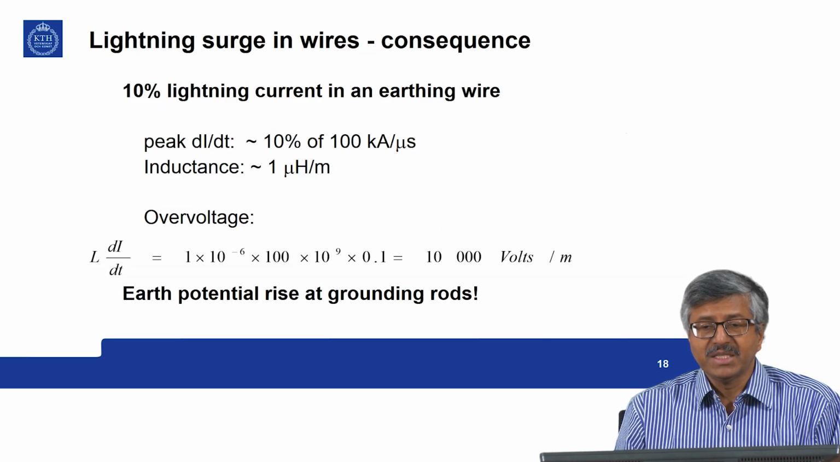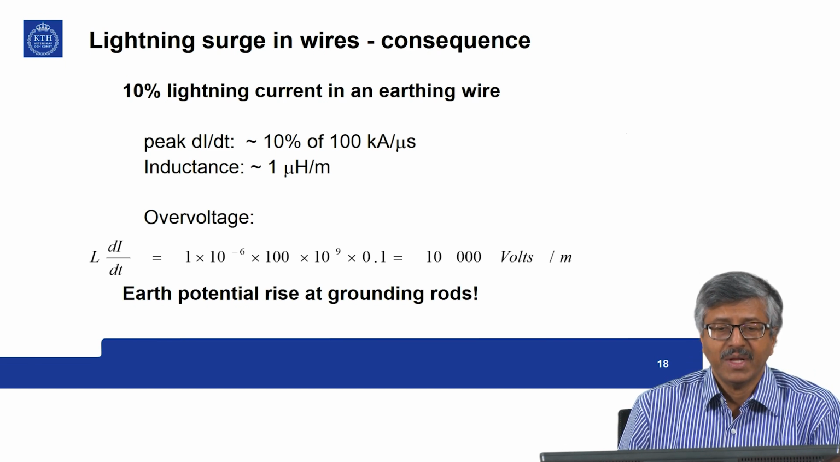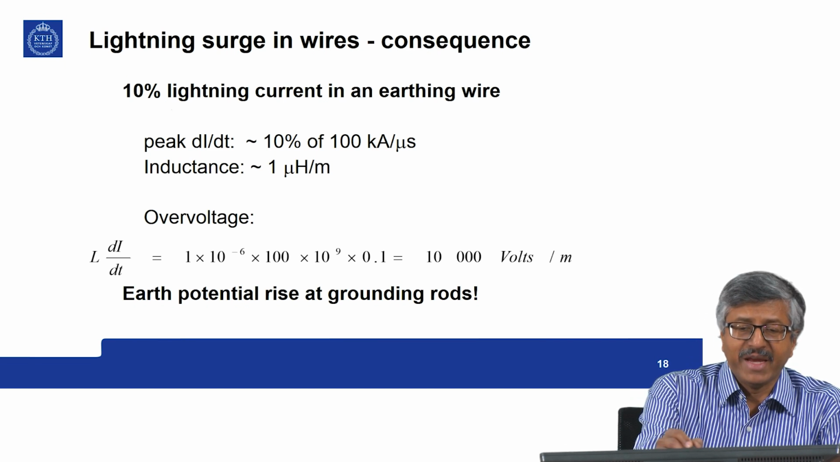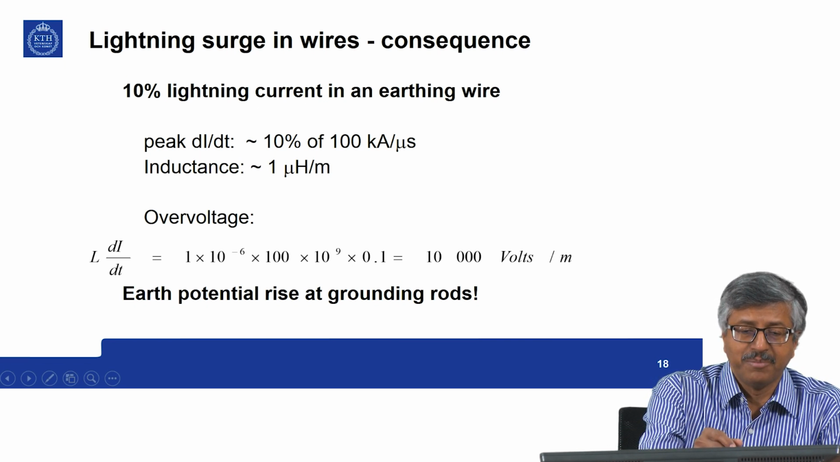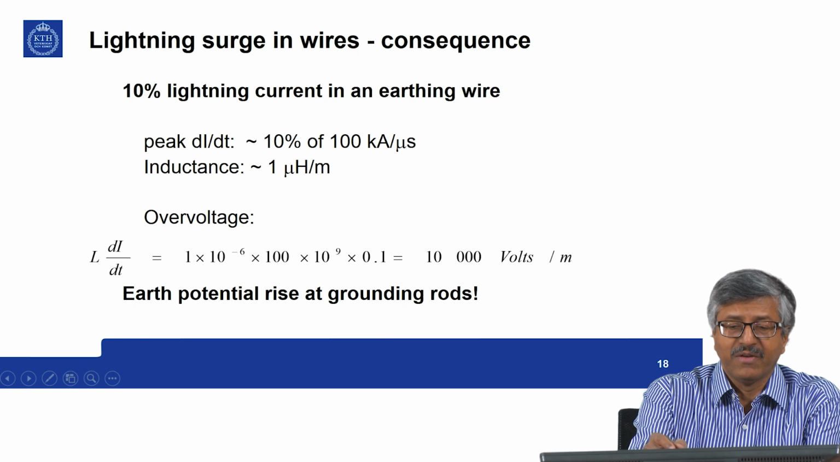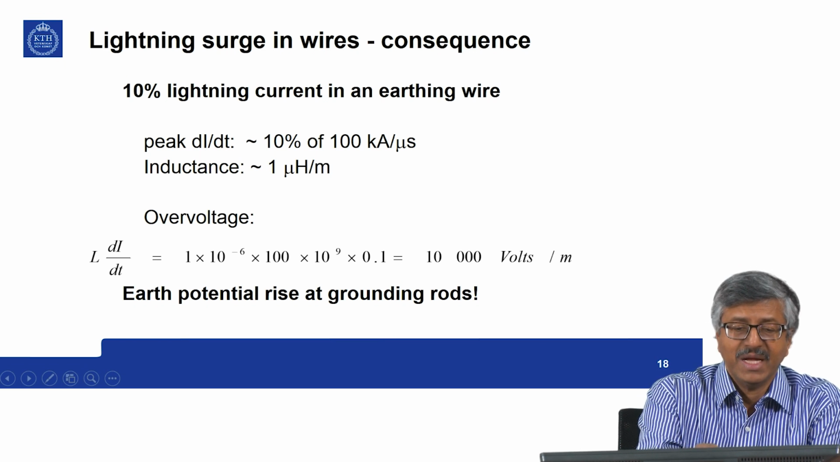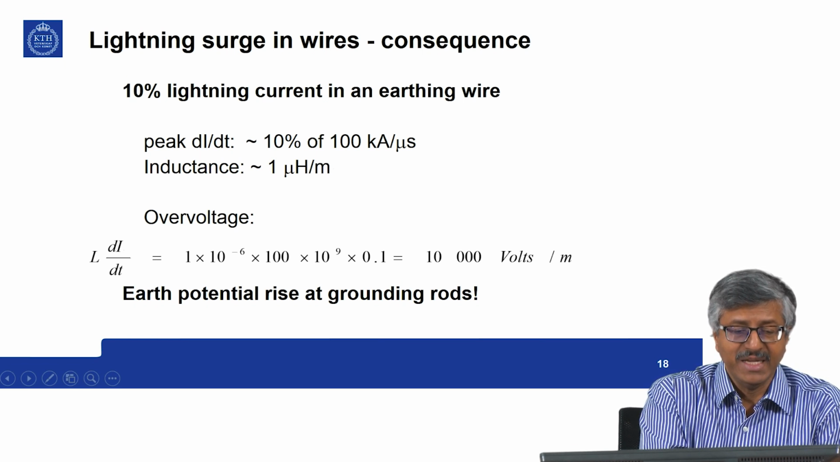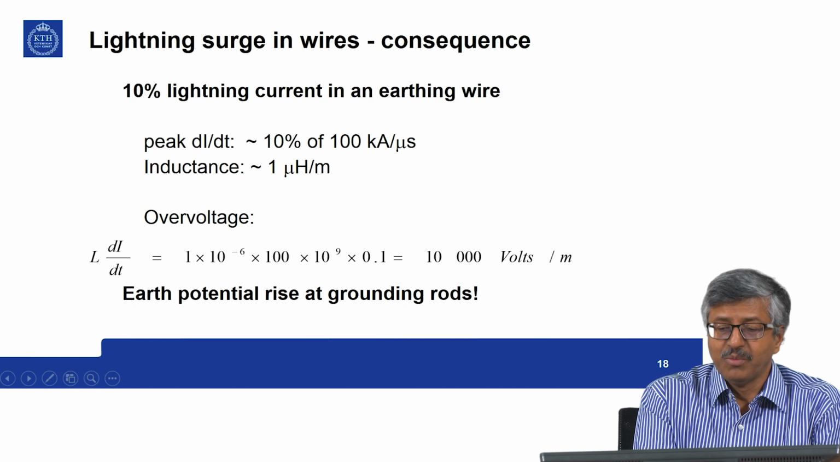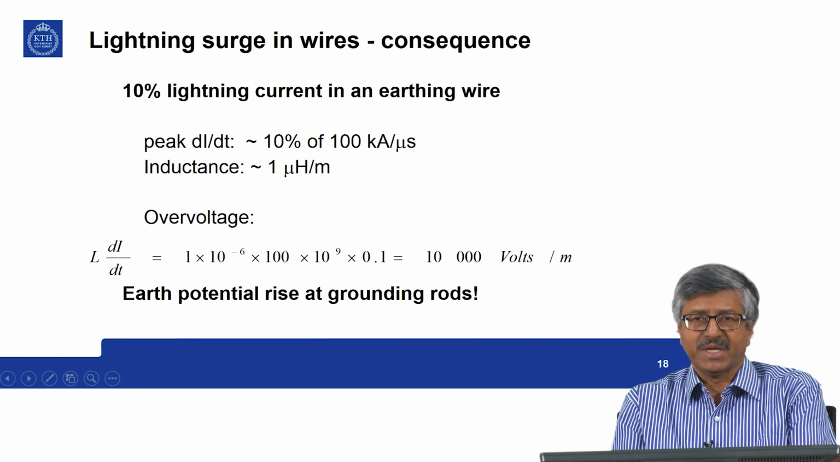Lightning surge in wires, the consequence. Even if 10% of a lightning current is in an earthing wire, let us say peak di by dt is 10% of 100 kiloampere per microsecond and inductance is 1 microhenry per meter, then the overvoltage produced would be L di by dt. It will be around 10,000 volts per meter.